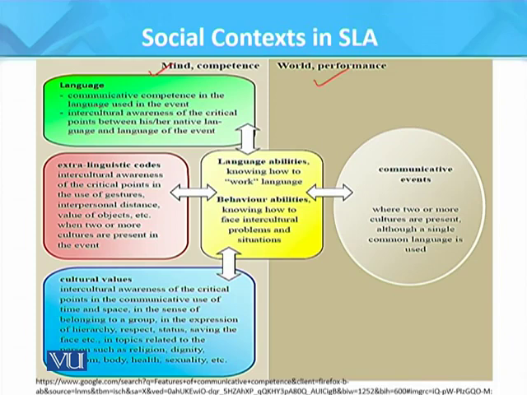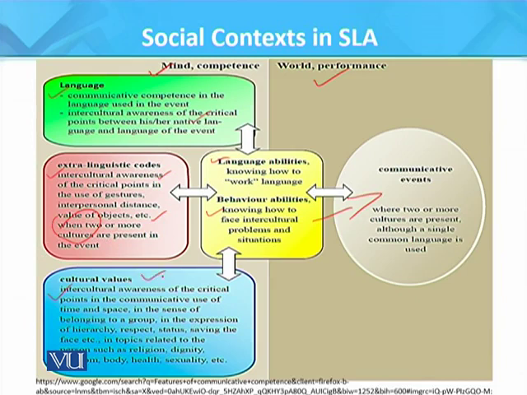Now, under mind competence, you see language, extra-linguistic codes, and cultural values, forming the language abilities and behavior and leading to communicative events. Language is the communicative competence in language used in the events, with intercultural awareness of the critical points between his or her native language and the language of the event. Extra-linguistic codes involve intercultural awareness of critical points, for example, interpersonal distance, value of objects, etc., when two or more cultures are present in the event.